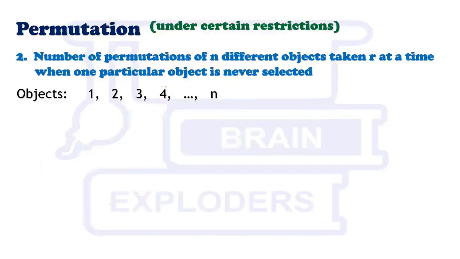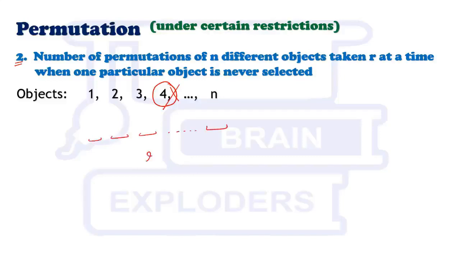Our second restriction is something like this: number of permutations of n different objects taken r at a time when one particular object is never selected. This is just opposite of the previous restriction. This time we don't have to select 4. Rest of the objects can be selected, but we don't have to select 4.